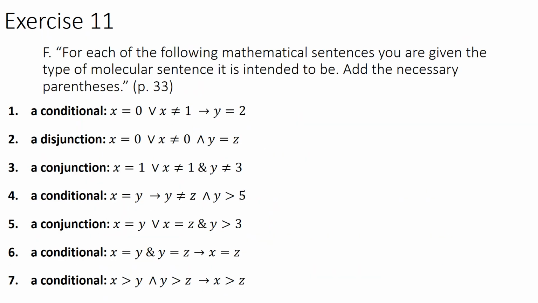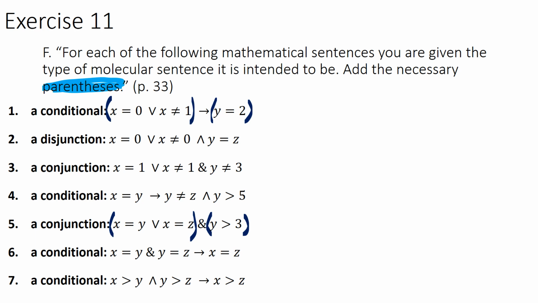Finally, let's look at a portion of part F of exercise 11. For each of the following mathematical sentences, you are given the type of molecular sentence it is intended to be. Add the necessary parentheses. The whole idea is that the dominant sentential connective is always outside of parentheses. Hence, for sentence 1, we want a conditional. So that means we better put parentheses here and here. It's really that straightforward. Likewise, if we look at, say, sentence 5, we want a conjunction. So we better put parentheses here and here.